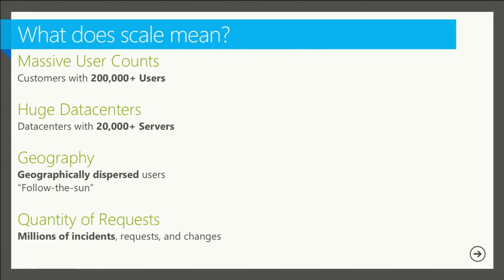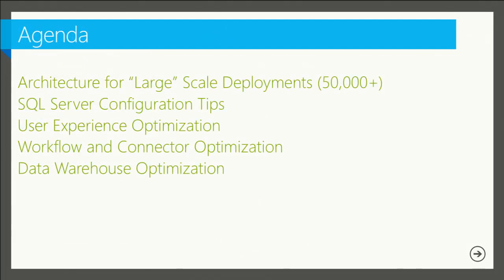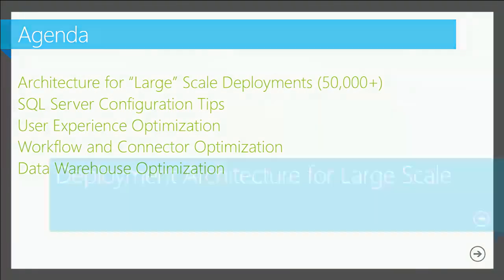So we're going to talk about scale, but just because I mentioned scale doesn't mean it doesn't apply to a smaller business as well. All right, what are we going to cover in our agenda? We're going to be going through, first, the architecture of what a large deployment looks like, so that way you can take that and bring that into your own business. Also, SQL Server configuration tips. We're going to be busting out the individual little tips that we can do in SQL. User experience optimization, meaning console operations, portal operations, workflow and connectors, how can we make them actually perform well, and also our data warehouse.